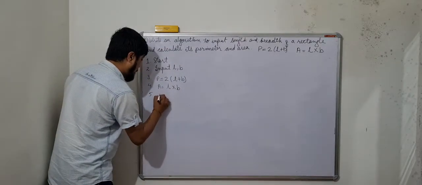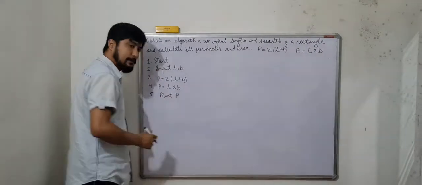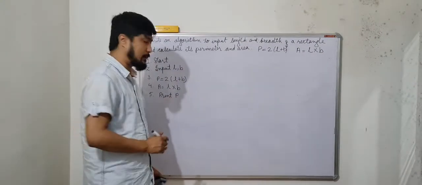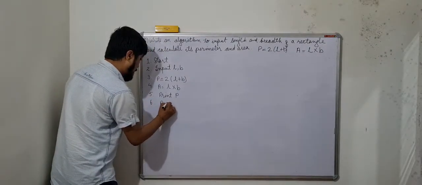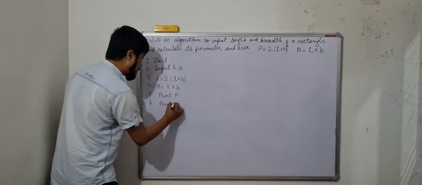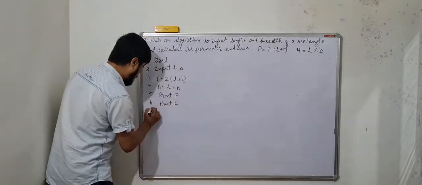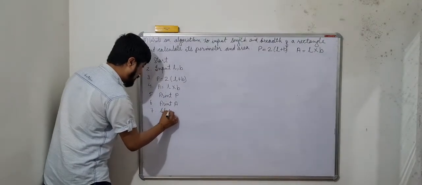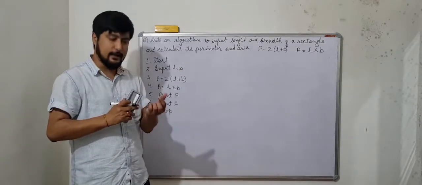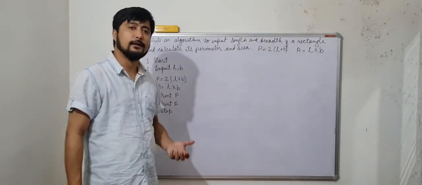Step number 5, print P. That means it will display the perimeter. Step number 6, print A. So it will display the area, and at the last, stop. So this is how we write an algorithm for finding the perimeter and area of a rectangle.